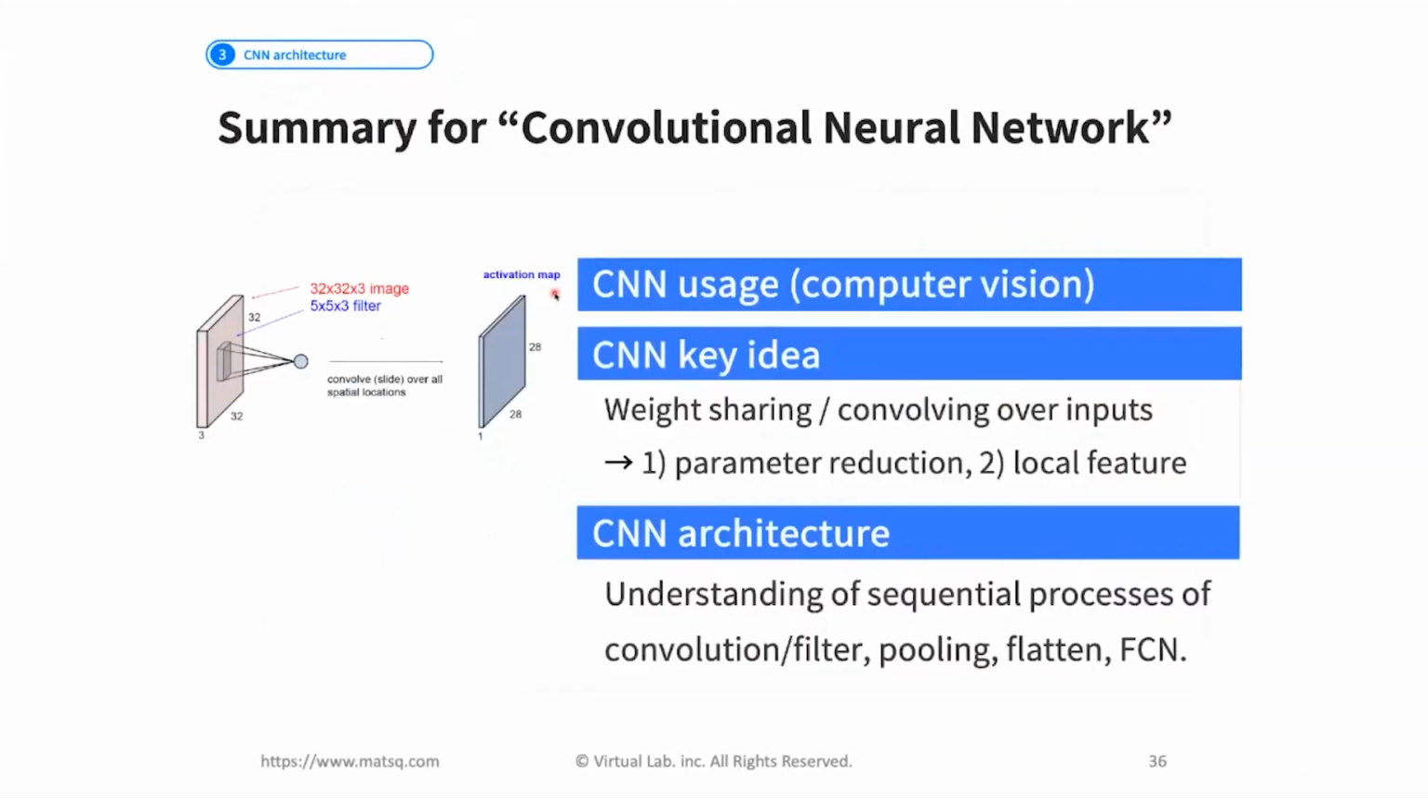Okay, so a summary for the CNN. First, CNN is specialized in image processing. Second, the key idea is weight sharing with the filter and convolving over inputs. Its benefits are parameter reduction and local features. Lastly, we reviewed the CNN architecture and important terms like convolution, filter, pooling, flatten, and fully connected network.